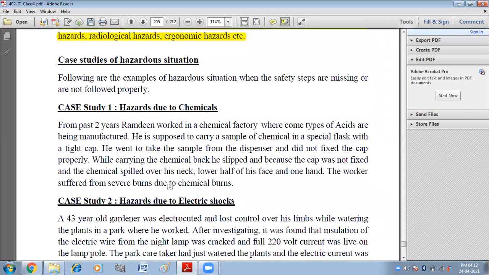For the past 2 years, Ramzin worked in a chemical factory where some types of acids are manufactured. He is supposed to carry a sample of chemical in a special flask with a tight cap. He went to take the sample from the dispenser and did not fix the cap properly. While carrying the chemical back, he slipped, and because the cap was not fixed, the chemical spilled over his neck, the lower half of his face and one hand. The worker suffered severe chemical burns. Because he did not fix the cap tightly, he got injured by the chemicals, right?